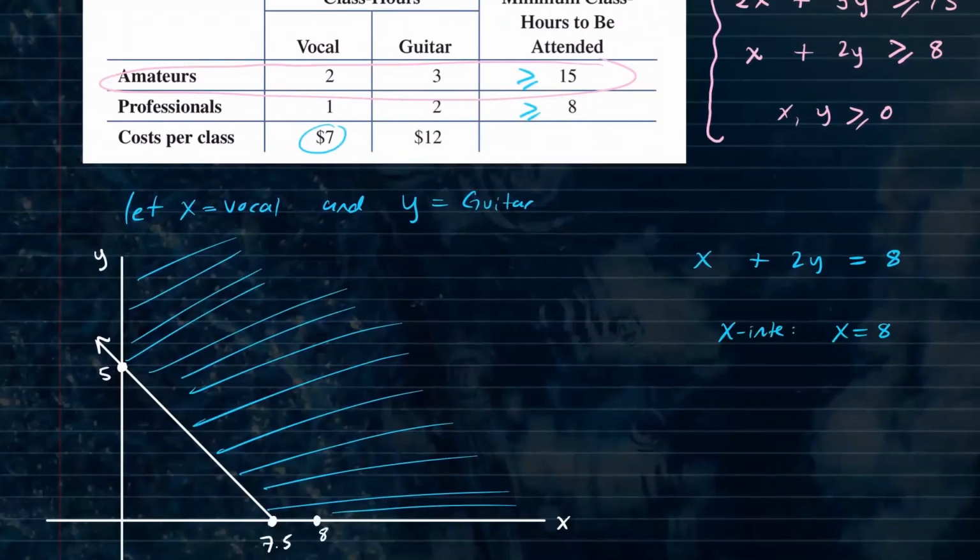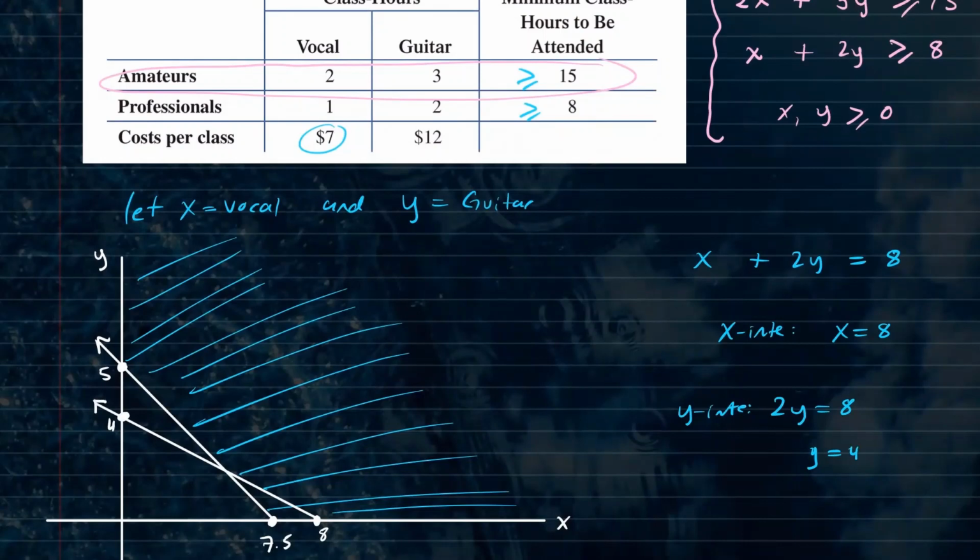And for the y-intercept, we're going to set x to 0. So that would give us 2y is equal to 8. So this is for the y-intercept. So you'll have y is equal to 4. All right, so let's draw that line. So perhaps something like this. And then this is the 0, 4.